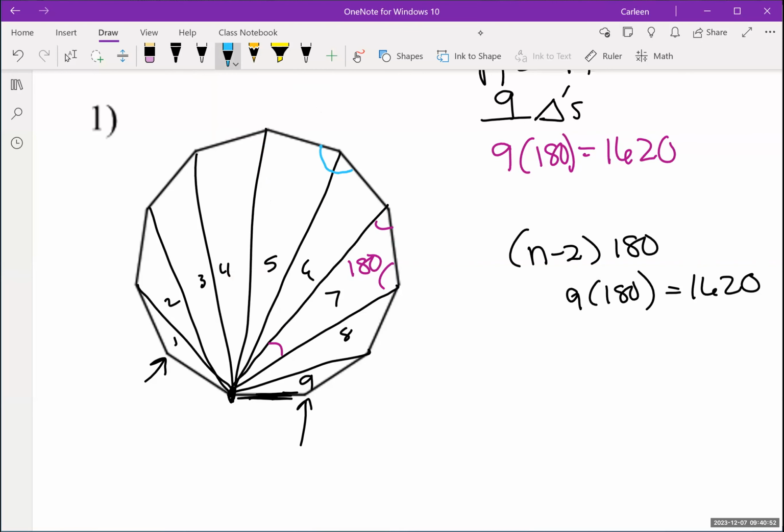This is the interior angle. So the sum of the interior angles of a polygon, when you add all of them up, you get 1,620. So that is an interior angle.